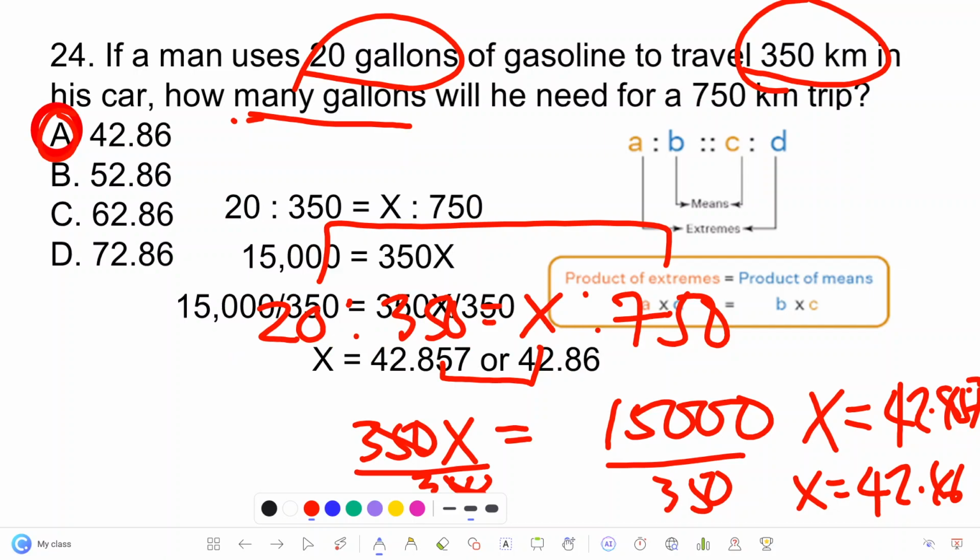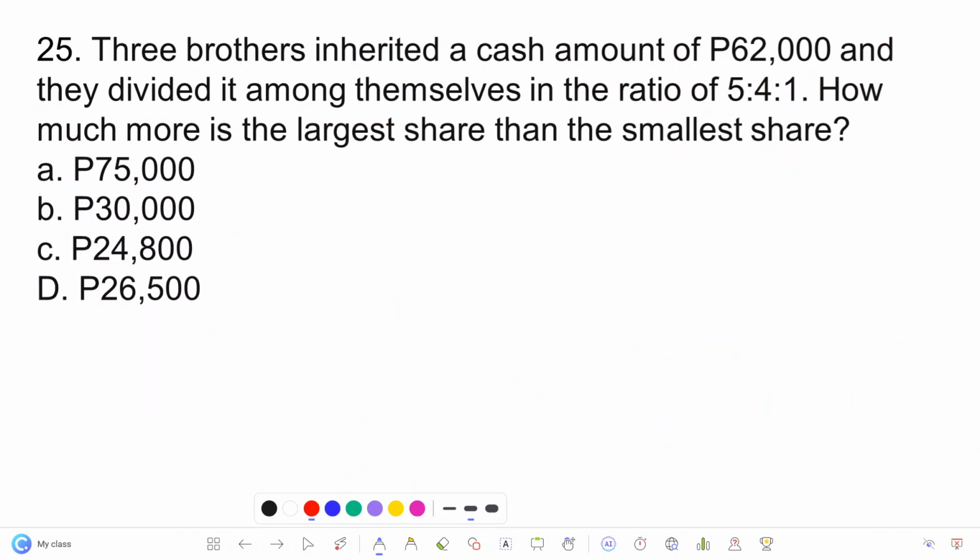Okay, so we proceed to the last number for this session. So here, three brothers inherited a cash amount of 62,000 pesos and they divided it among themselves in the ratio of 5 is to 4 is to 1. How much more is the largest share than the smallest share? Is it A, 75,000 pesos, B, 30,000 pesos, C, 24,800 pesos, or letter D, 26,500? Ito ay isang example of partitive proportion.